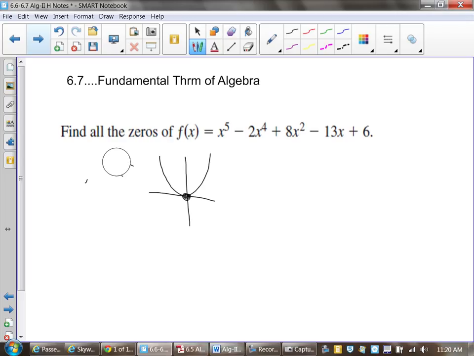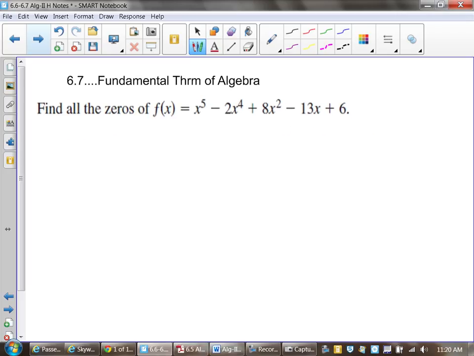All right? That's what this basically tells you. So again, all of my possible zeros, or excuse me, all my possible factors of 6.